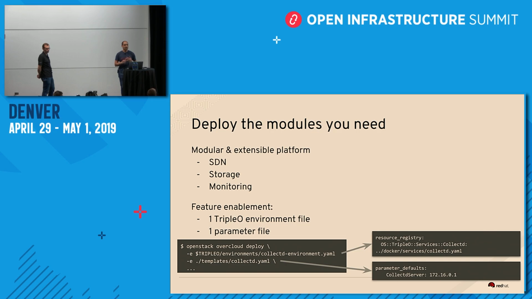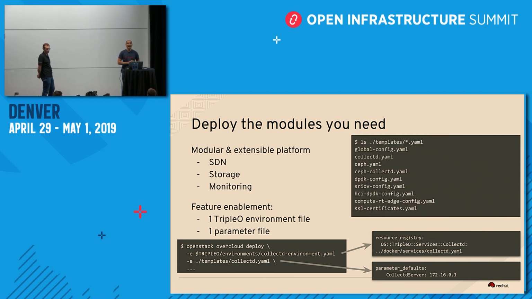The first one is the resource registry in order to enable a specific service for collectd. And for collectd, we need to specify a target for this specific service. In our case, that's the second file, for the parameters. And that's true for every single feature. So we have the global configs, and we have the parameters for Ceph, collectd, DPDK, HCI, real-time, etc.